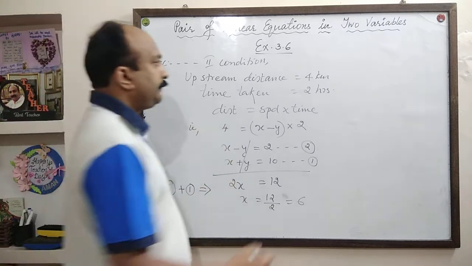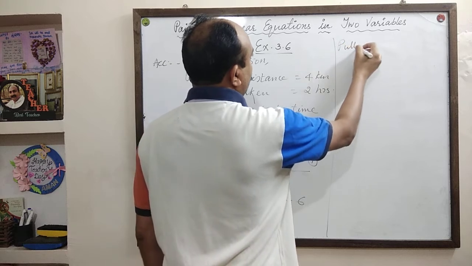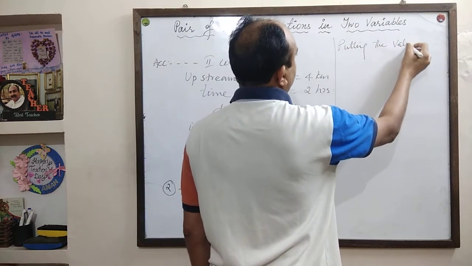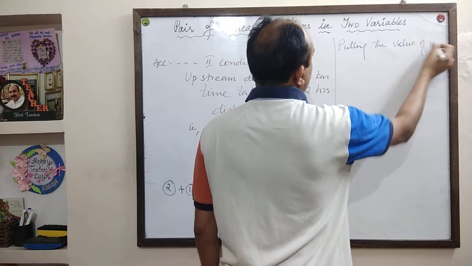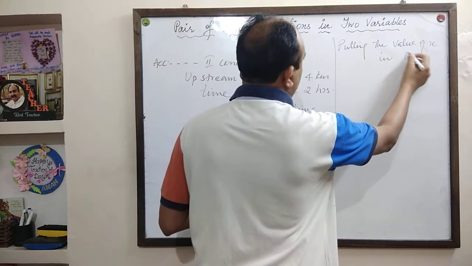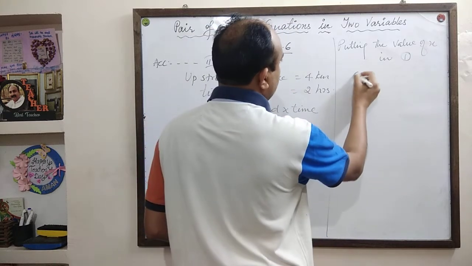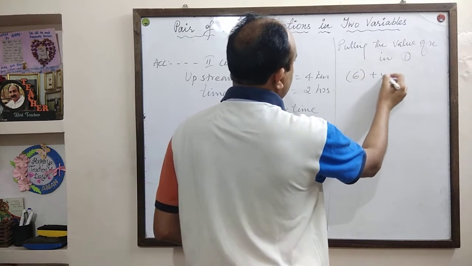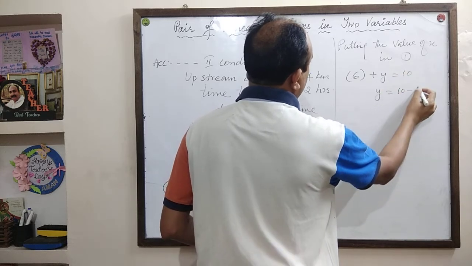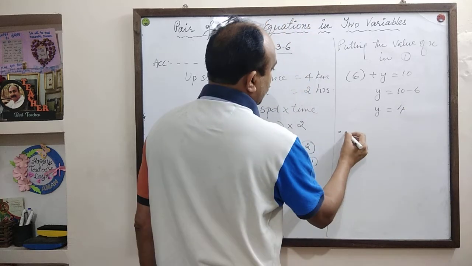Now putting the value of x in equation number 1, x plus y is equal to 10. That is, 6 plus y is equal to 10. y is equal to 10 minus 6, or y is equal to 4.